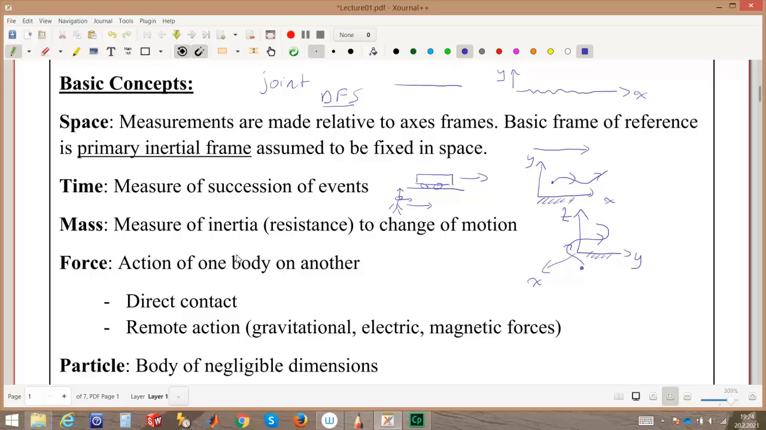Mass is a measure of inertia to change in motion, or you can call it resistance. If you consider this famous equation, which we'll see in the next video, F equals ma, Newton's law, this force acting on this particle with a mass m results in the acceleration. But if this mass is large, then the resultant acceleration, which means the resultant motion, will be very small. Therefore, your resistance to the motion increases as this mass increases.